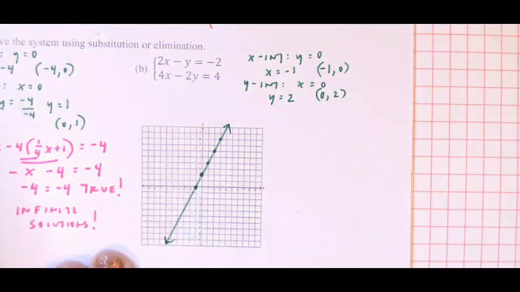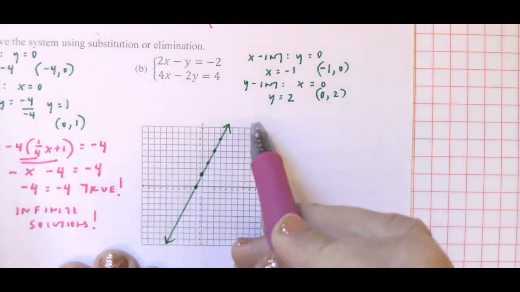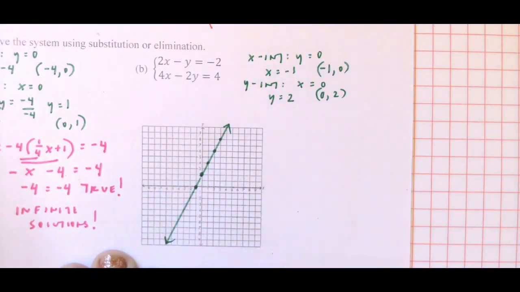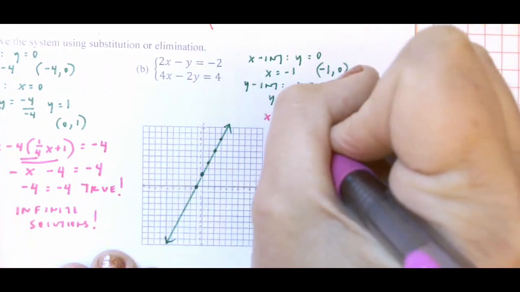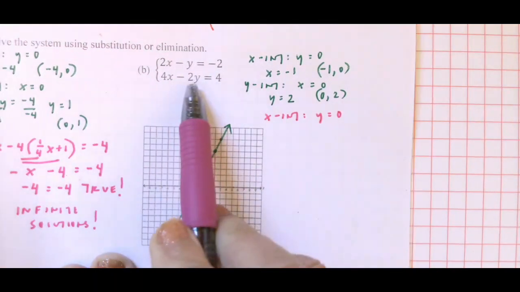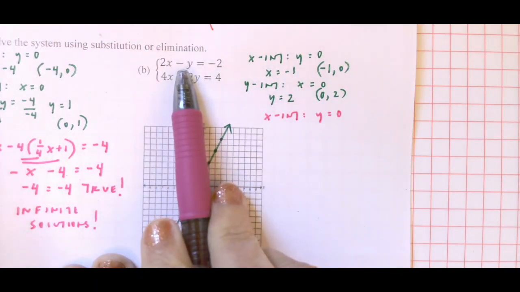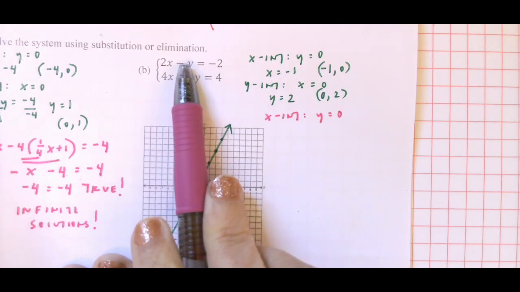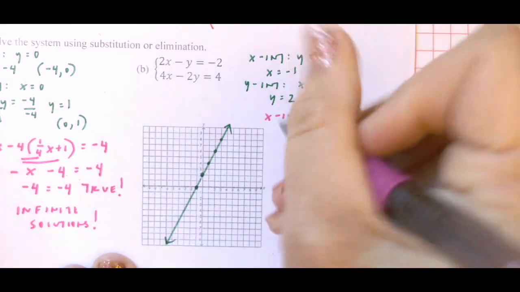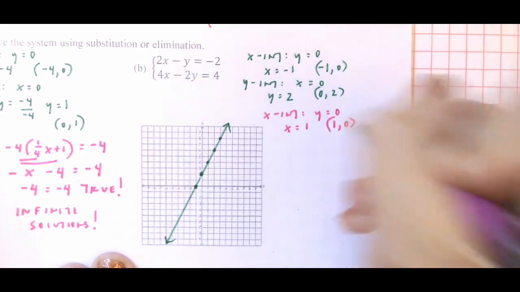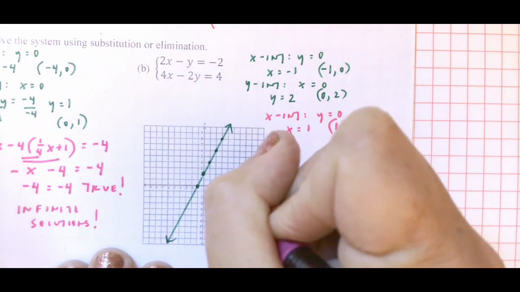Okay, my second one here. So if I'm looking at this one, my x-intercept, right, again, y is 0. So if I plug in a 0 here, cover that up, I'm solving for x. Okay, so 4x equals 4, divide by 4, I get 1. So I would get x equals 1. So 1, 0 would be my x-intercept, so right here.